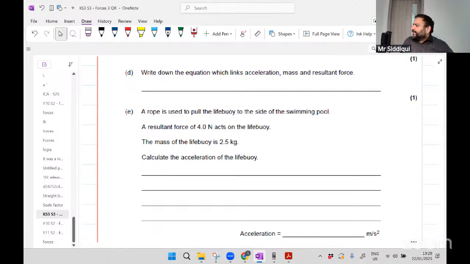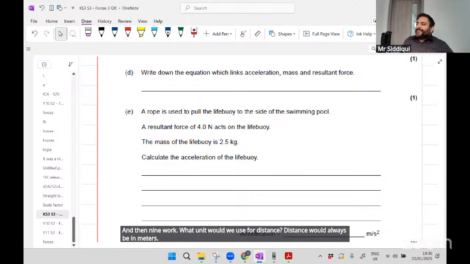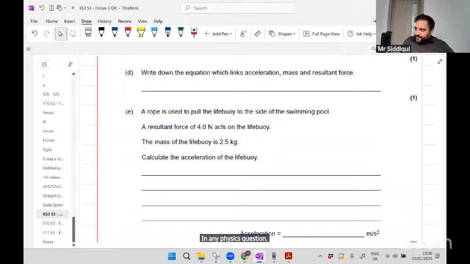And then, question nine, work. What unit would we use for distance? Distance should always be in meters. In any physics question, it should always be in meters.